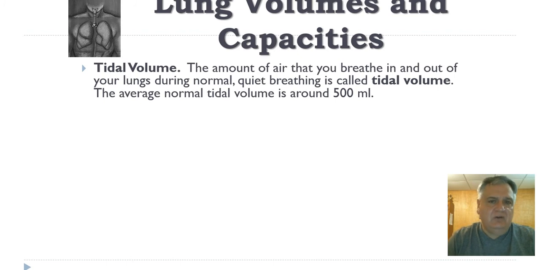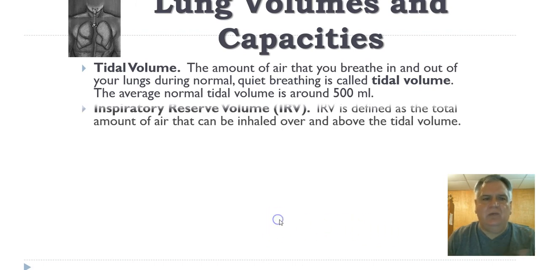And that's going to change. That's an across-the-board average. It will vary by gender, and it will vary by height, weight, and age. But generally, overall, it's about 500 milliliters.